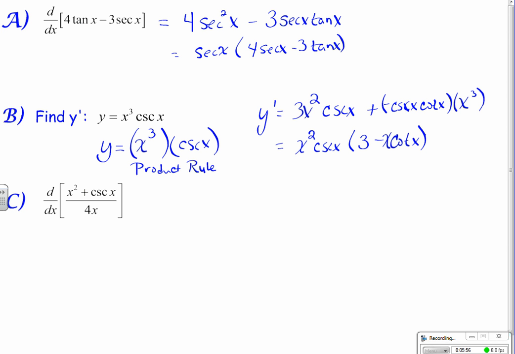I was just double checking my work, and it looks pretty good. Finally, letter C. This is going to require the quotient rule. And we're going to use the same idea that we've been doing on all our quotient rules. It's just that we've got a trig function involved, so that's just a little added extra on there.